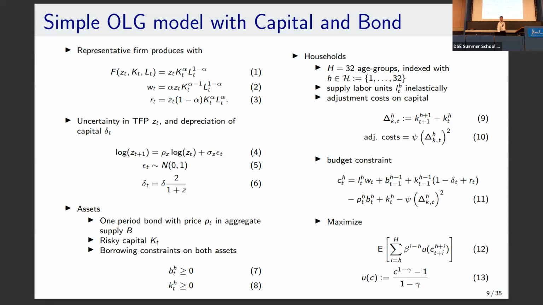And we put in borrowing constraints. So B will denote the bond holdings of age group a, and K is the capital holdings of age group a. And for simplicity, I just put the constraints at 0.